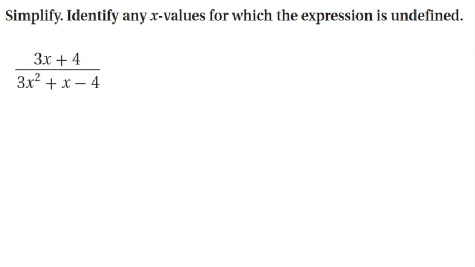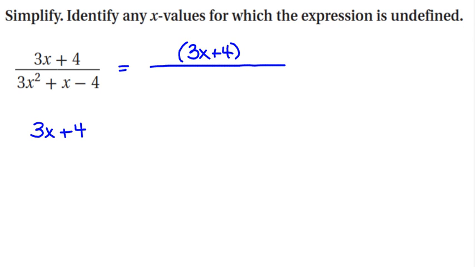All right, let's do one more. So we're going to have to factor the numerator and denominator. So if we look at the first one, 3x plus 4, nothing to factor out, no GCF, so it's already set to go. Now let's look at the denominator. The denominator needs to be factored.